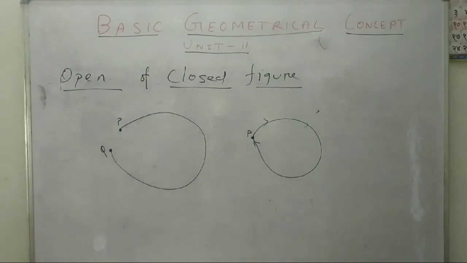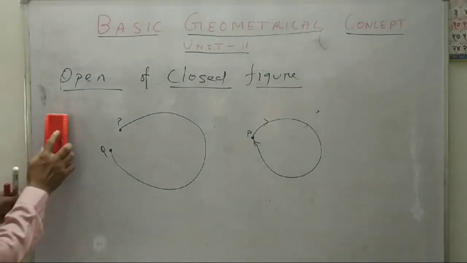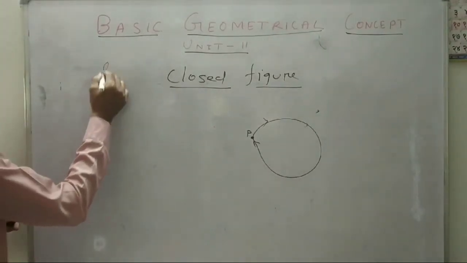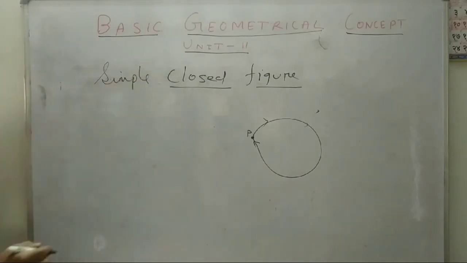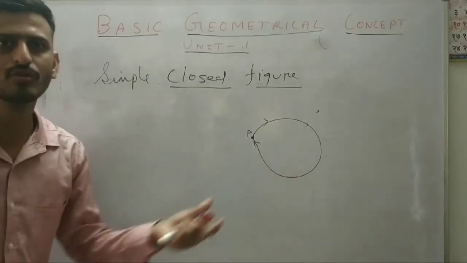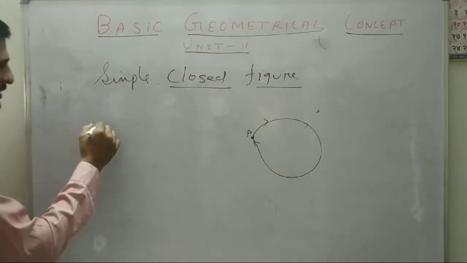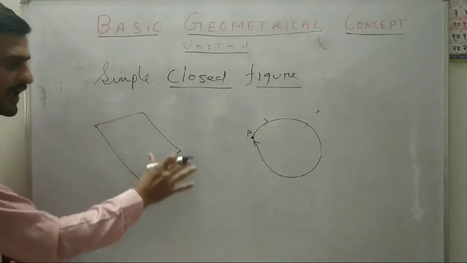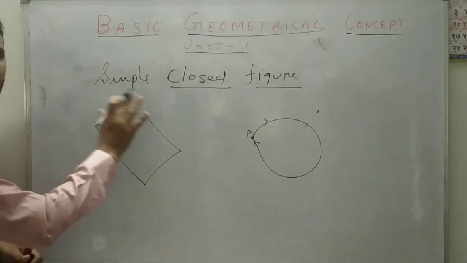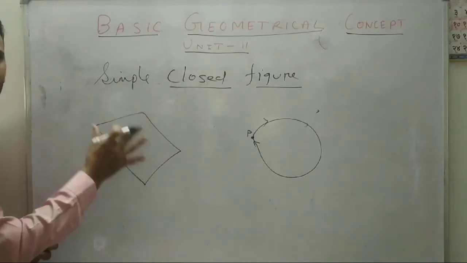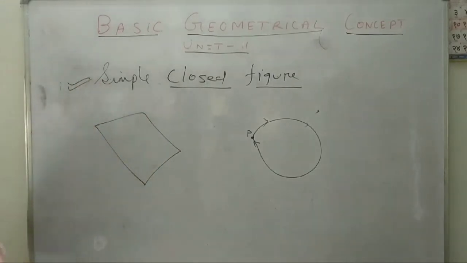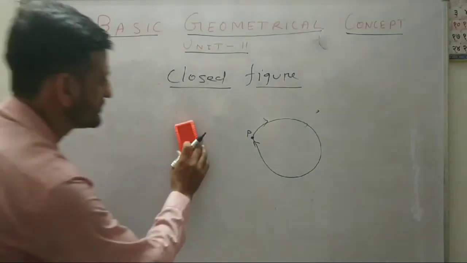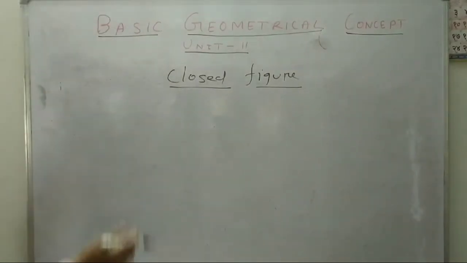Then we will go for the simple closed figure and complex closed figure. See what is a simple closed figure. This type of figures do not cross each other. Suppose this type of figure, see, these are simple figures. They are not crossing. Any line segment or curved line are not crossing each other. This type of closed figure is known as a simple closed figure, and any line segment or curved line crossing each other at any point is known as a complex closed figure.